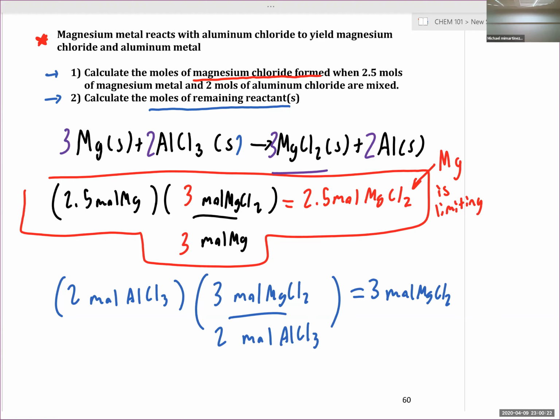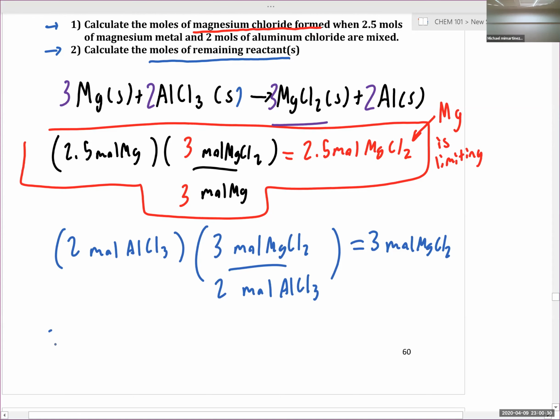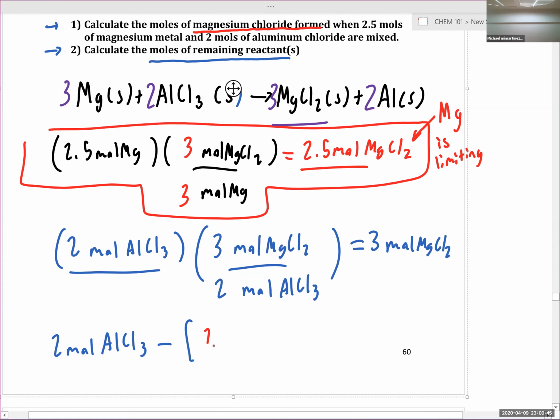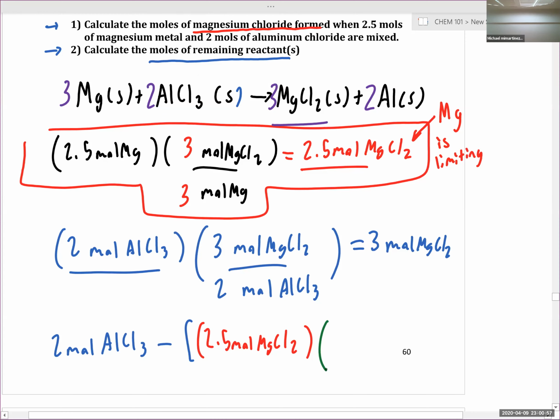Okay, perfect. So now for our next point, we need to calculate the amount of excess reactant remaining. So we're going to take our moles of excess reactant. So we have 2 moles of aluminum chloride. We are going to subtract our moles of product, which is 2.5 moles of magnesium chloride, and convert this into our moles of excess reactant using our stoichiometry. Looking at our moles of aluminum chloride per mole of magnesium chloride generated, we consume 2 moles of aluminum chloride per every 3 moles of magnesium chloride generated.